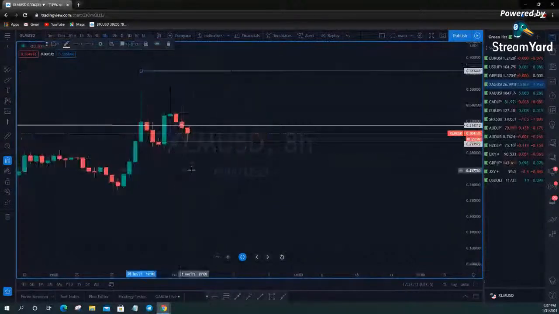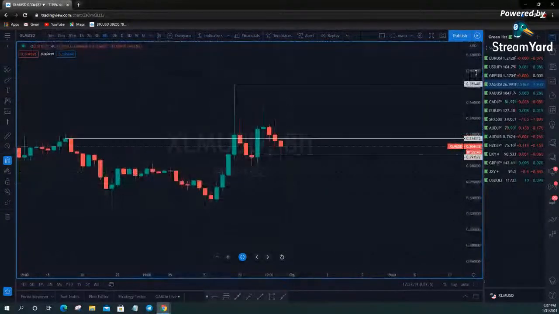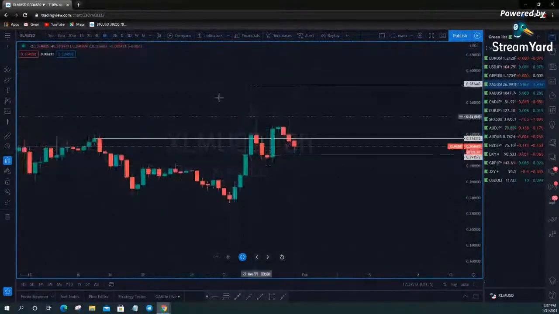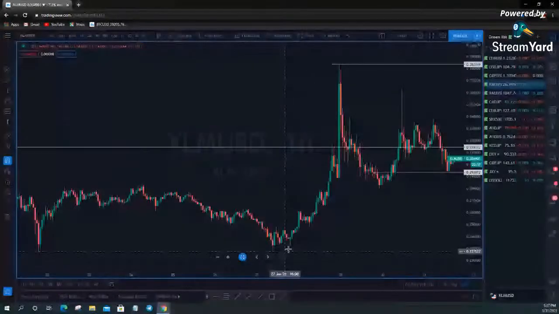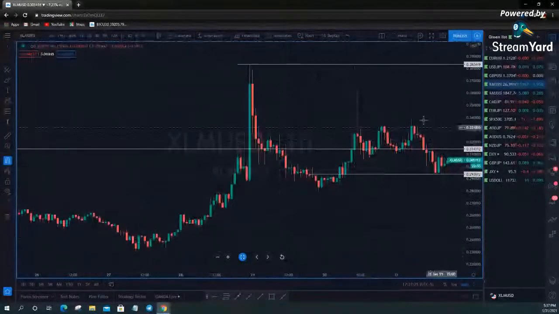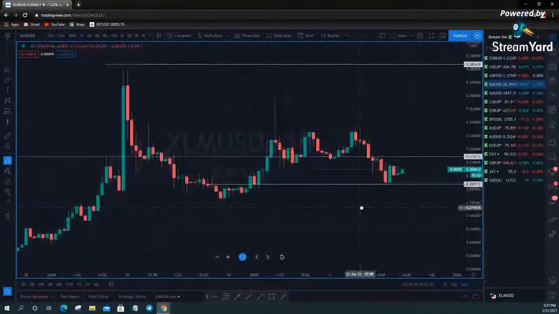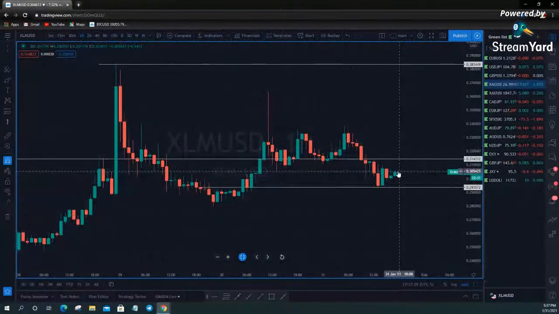If this area holds as support, you can look to target this wick high up here for a bullish take profit one at 0.383449. All right. It is trading lower. Let's go check it out on an hourly time frame, see what it looks like. It's consolidating in this area. It's not looking so hot on an hourly chart.